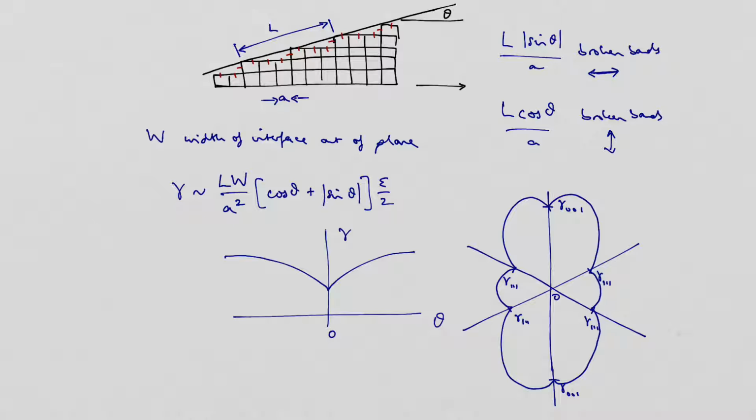And the total surface energy is going to be a sum over all of the surfaces of the crystal, I, with the surface energy per unit area for that, gamma I, times A I.